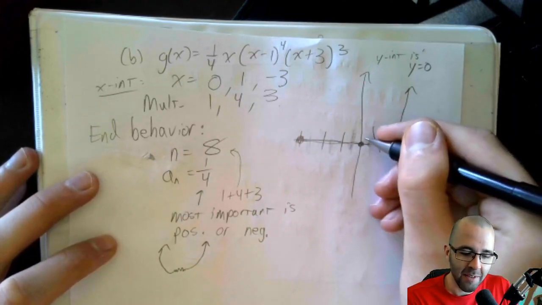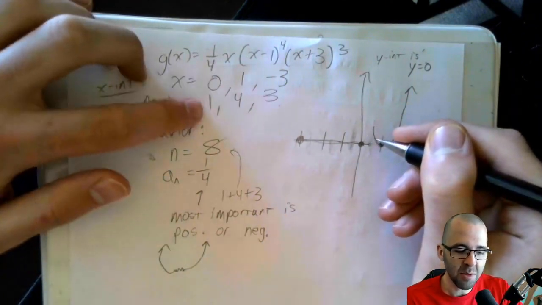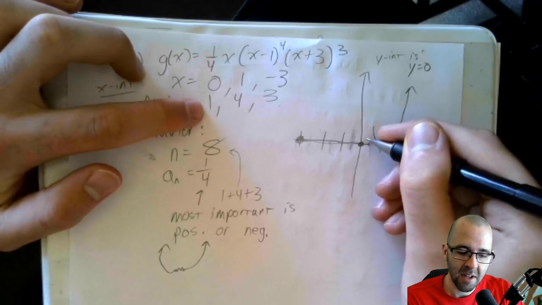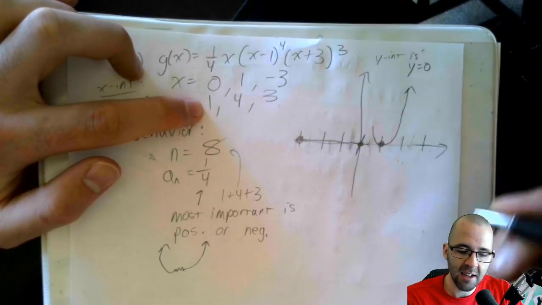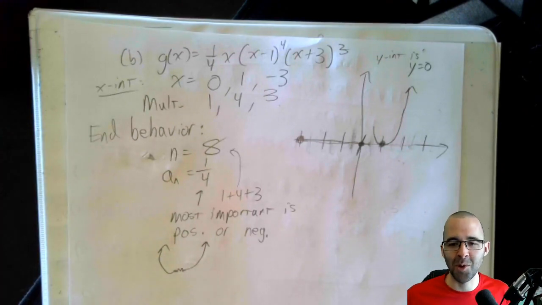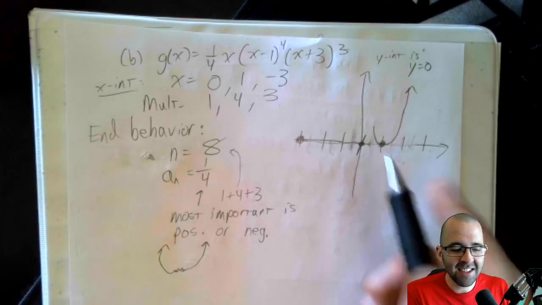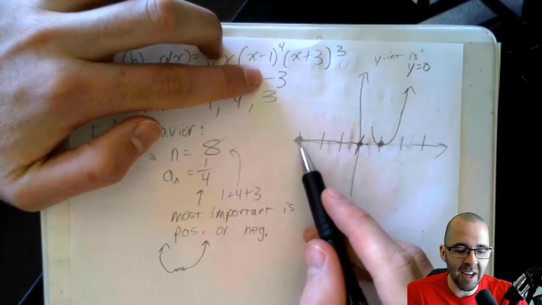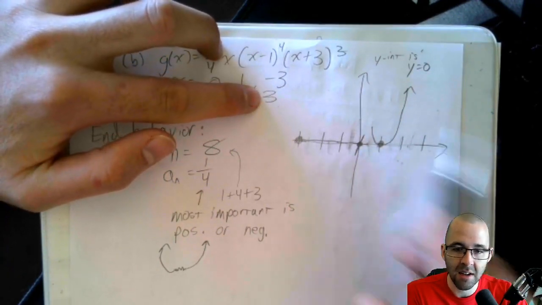Okay, so this x-intercept has a multiplicity of 1. So it's just going to look kind of like a line. We'll worry about connecting these things later, just like with roller coasters. All right, last 0 is this guy over here. The x-intercept of -3 has multiplicity 3.